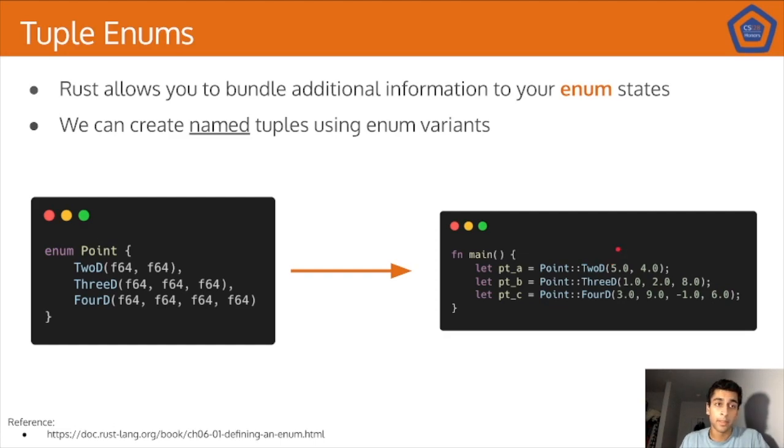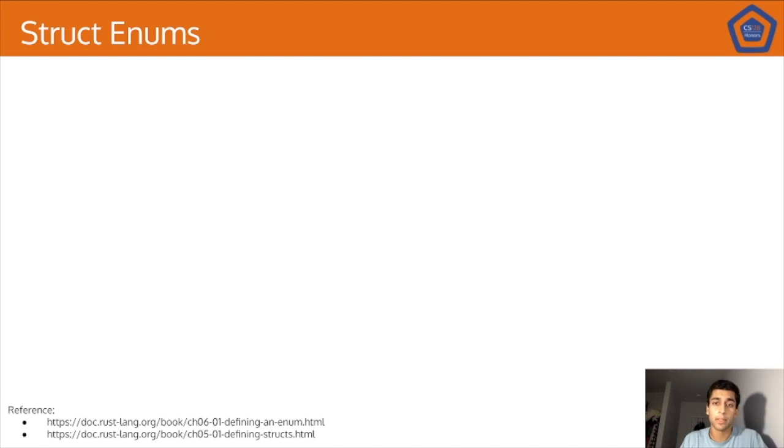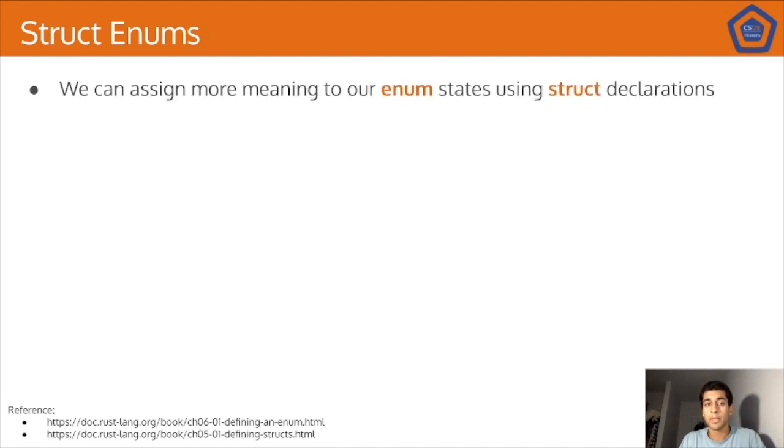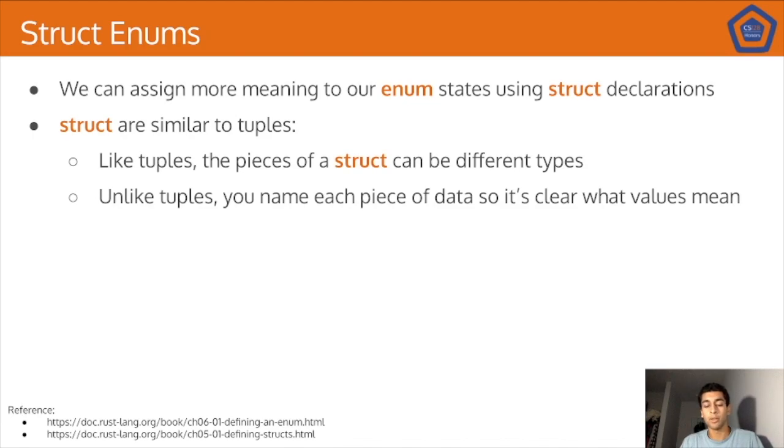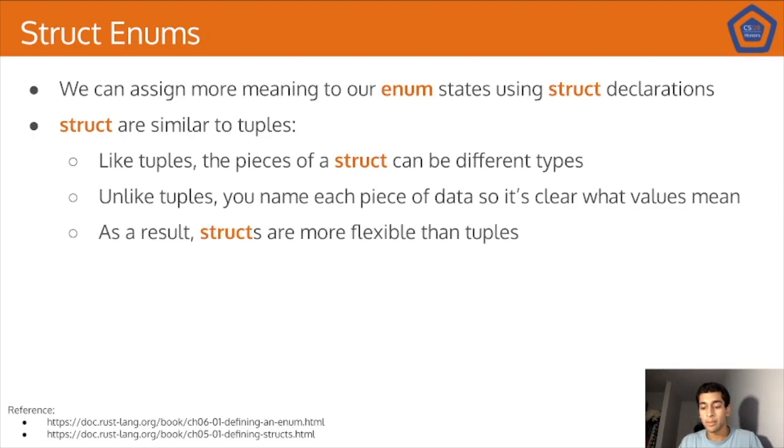So there is another variant called struct enums. We can use sort of struct declarations to assign a little bit more meaning than tuples. Structs are very similar to tuples. They're pieces of information that are different types. But unlike tuples, you name the pieces of data, so you don't rely on the order that they appear in your declaration. So as a result, structs are more flexible than tuples because you can reorder the manner in which you declare parameters when creating struct enums. So we'll talk more on actual structs later in the course, but we'll review what struct enums look like right now.